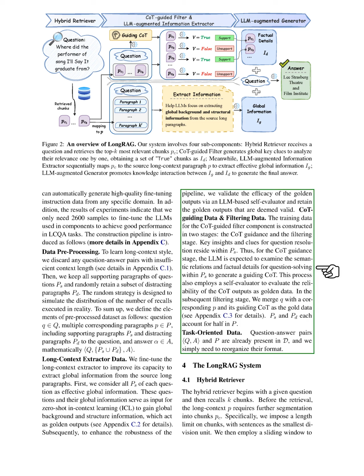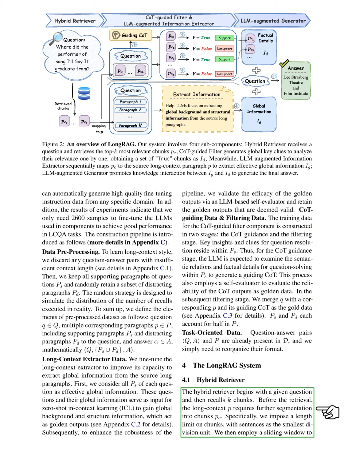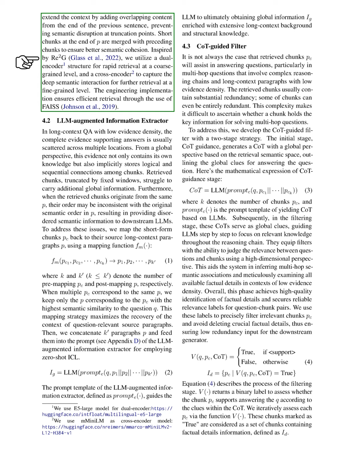Section: Hybrid Retriever. In this section, we describe our hybrid retriever, which starts with a question and retrieves a set of chunks. Before retrieval, we break down the long context into smaller chunks, ensuring that sentences are the smallest units. We use a sliding window approach to add overlapping content from the end of the previous sentence, which helps maintain meaning at the cutoff points. If there are short chunks at the end, we combine them with earlier chunks for better coherence.